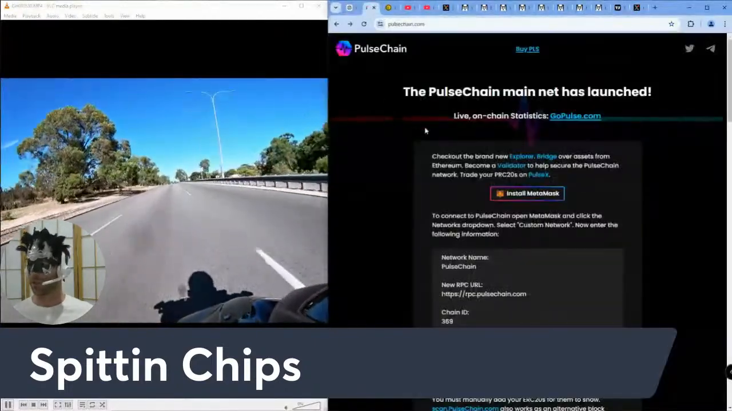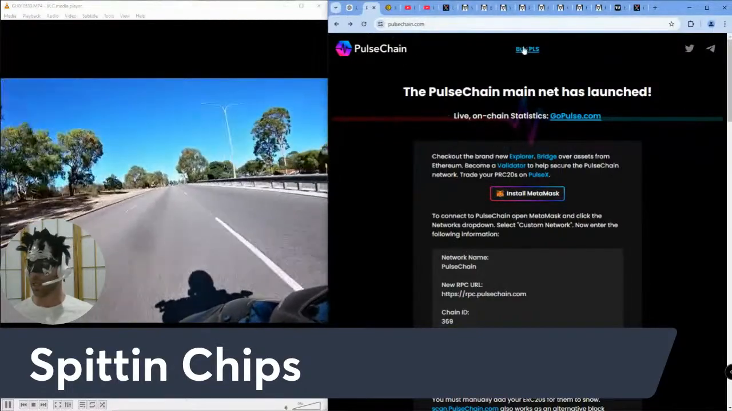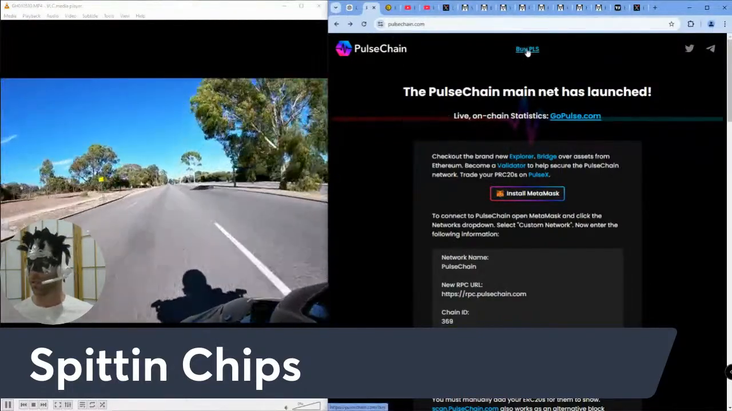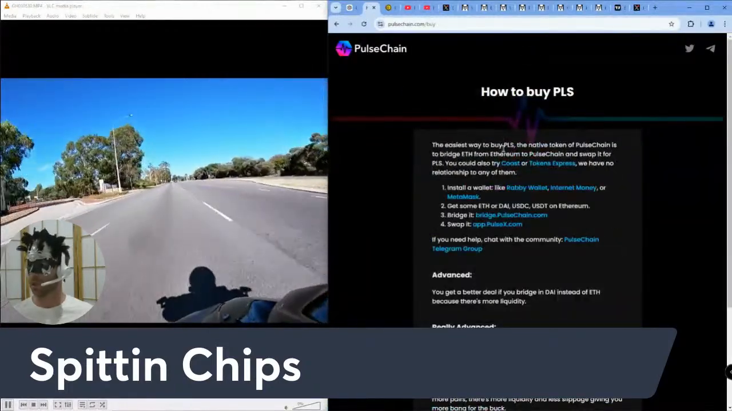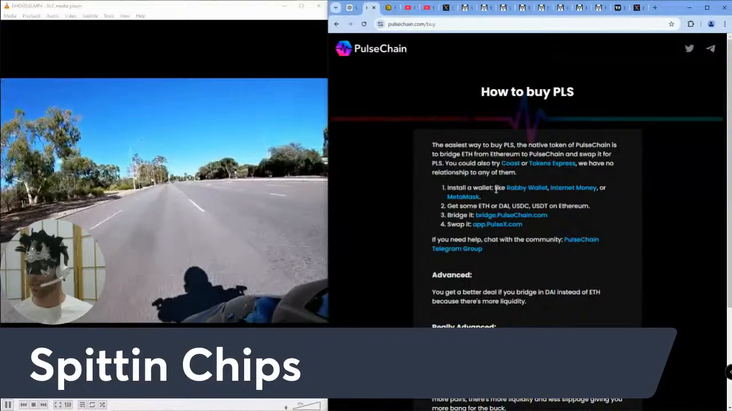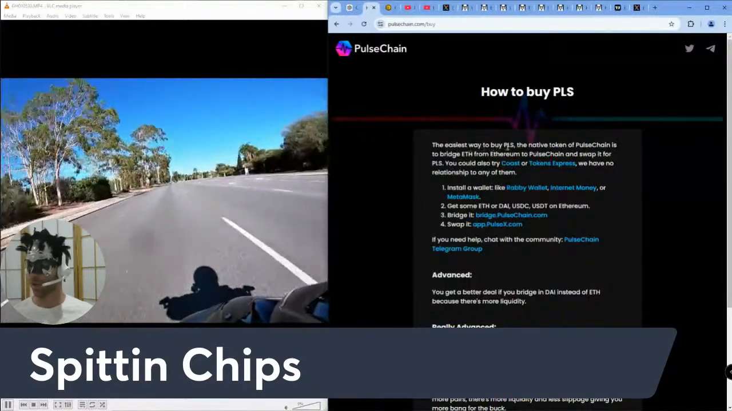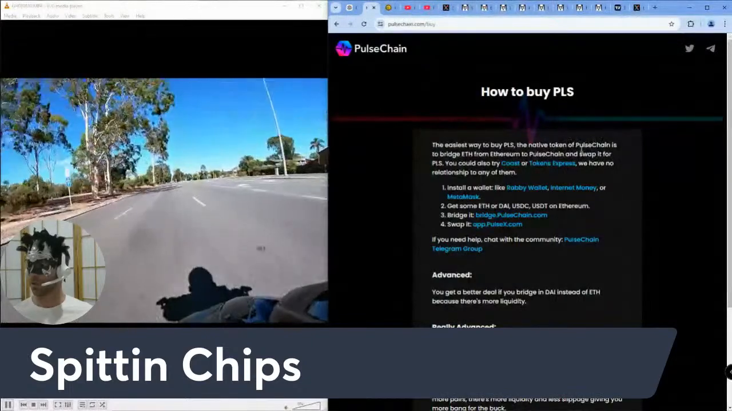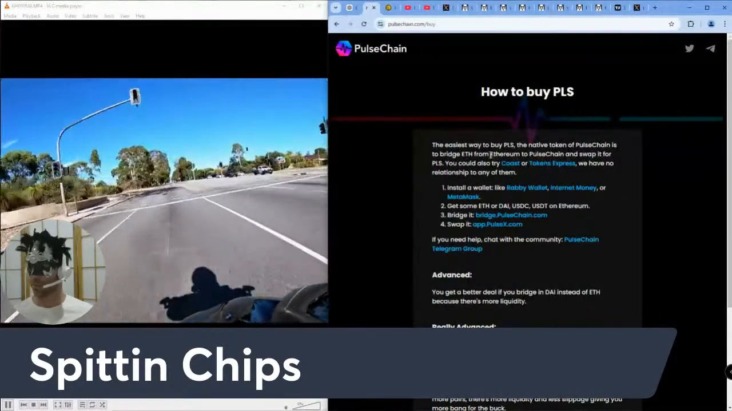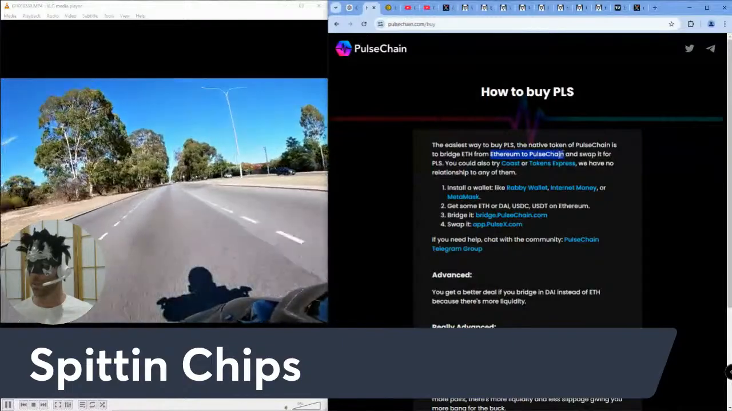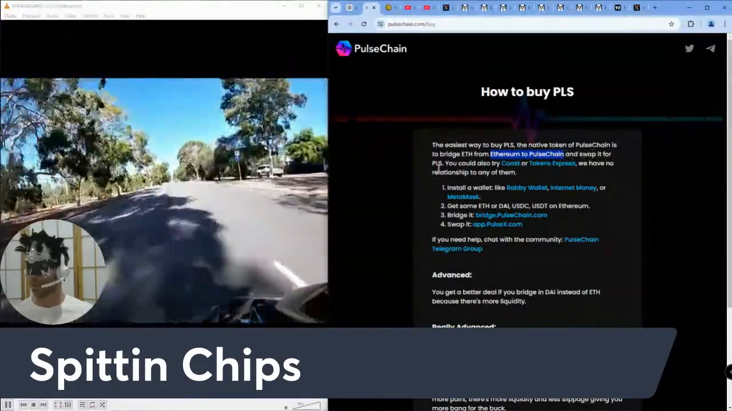So, just getting over to PulseChain. Here's the website, pulsechain.com. At the top here, you can see Buy Pulse or Go Pulse. If we click on Buy Pulse, it's going to give you a bit of detail down here. The easiest way to buy Pulse, the native token of PulseChain, is to bridge ETH from Ethereum to Pulse. Now that's using the bridge, which for some of you might be difficult, but I'll definitely go through and show you how to do that. And then you swap it for Pulse.